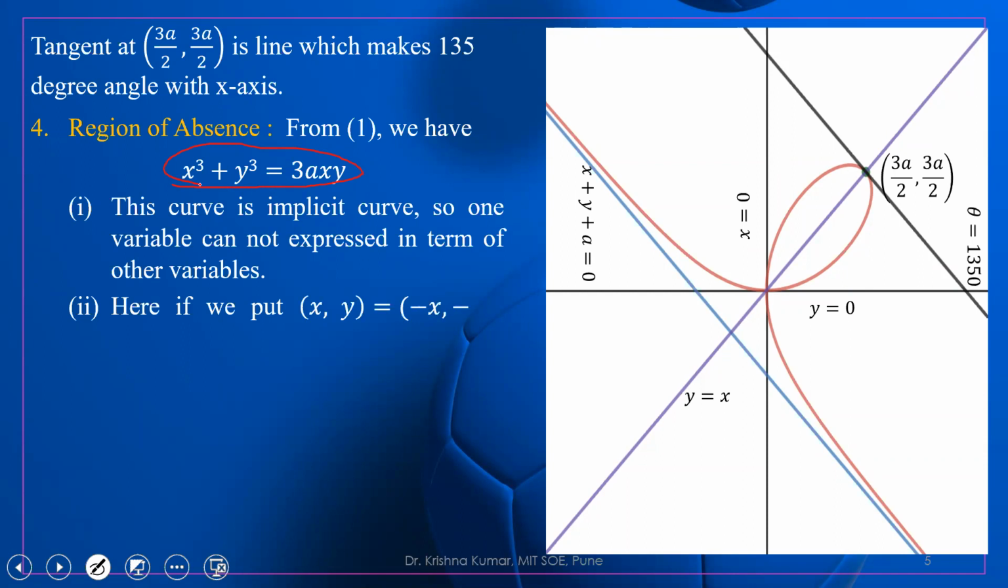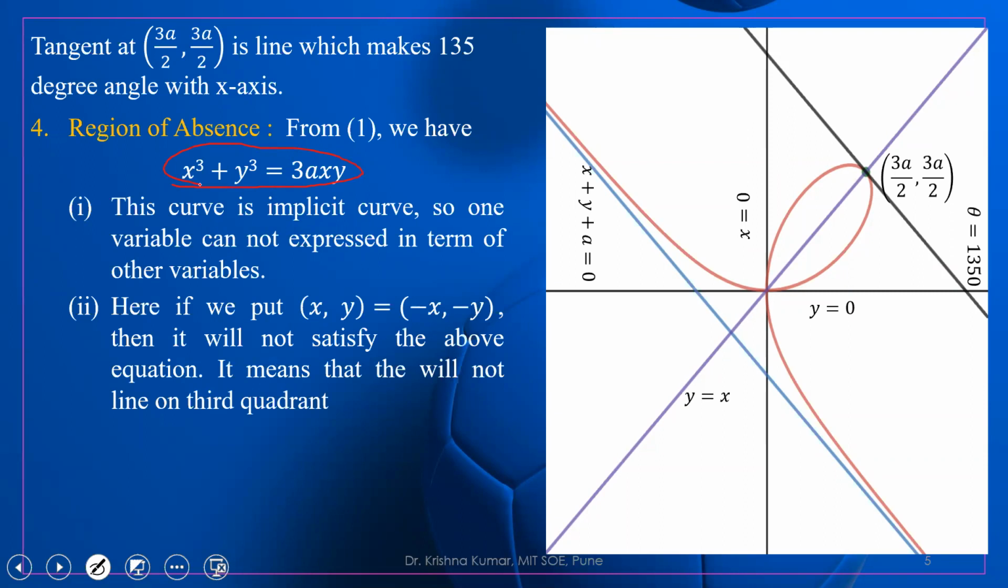Second thing is here: if we replace x by minus x and y by minus y, then what will happen? The left hand side will be negative and the right hand side will be positive. Correct? Because minus and minus will become plus, but here this total part is minus.